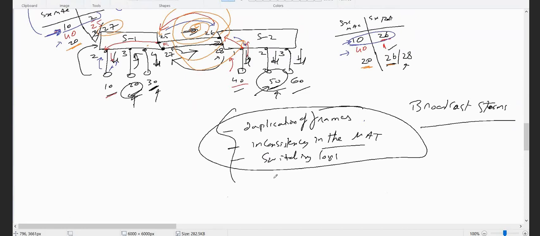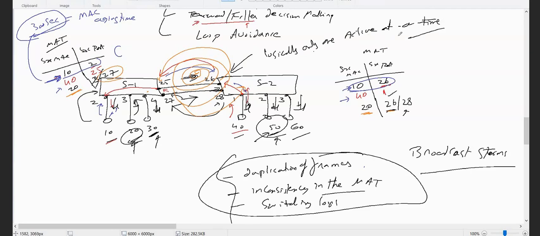So the solution is, I need to have physically multiple connections, but logically only one active at a time. Only one should be active at a time. That is what I want to achieve. And this function of connecting physically multiple cables and logically having one active connection is what we do, and that function is called loop avoidance.